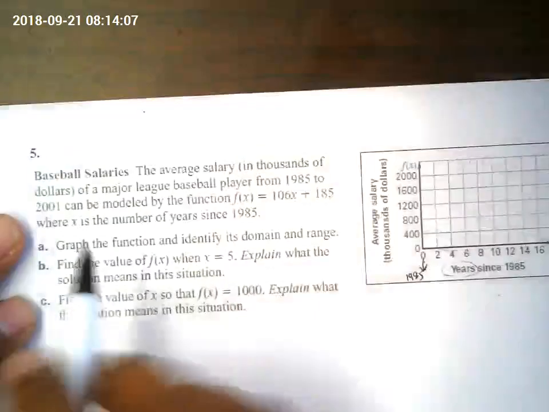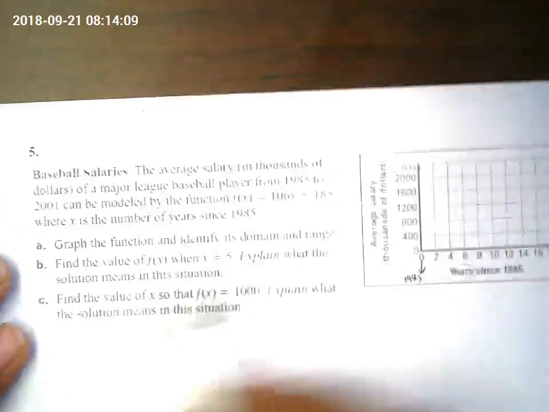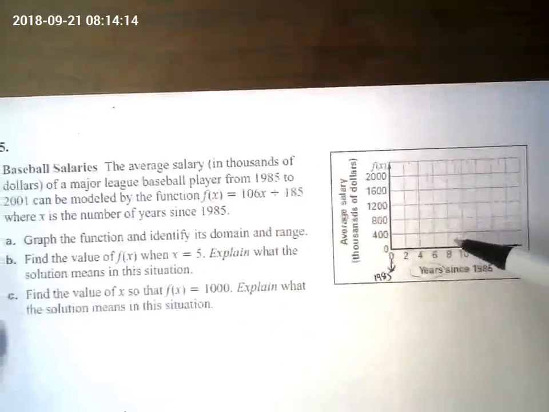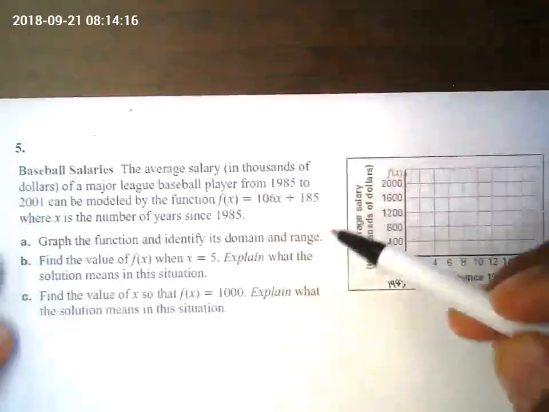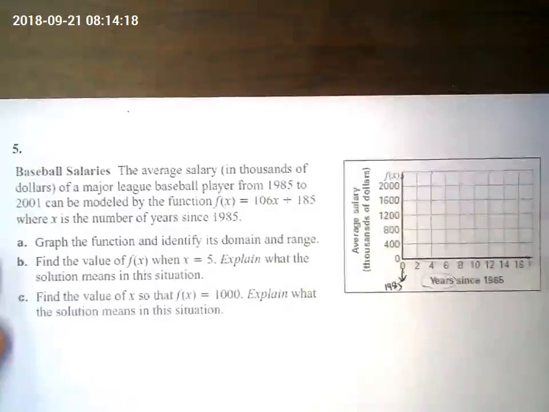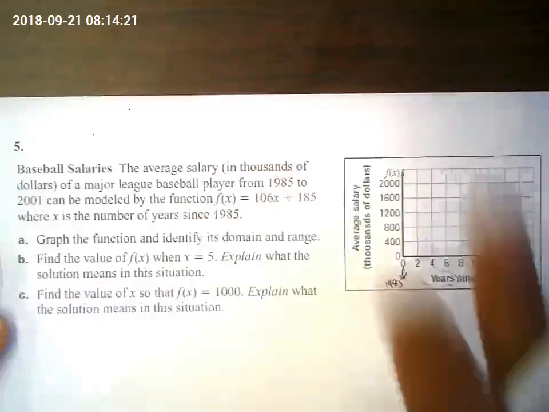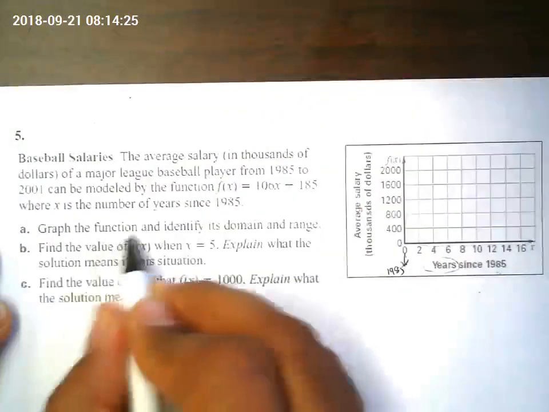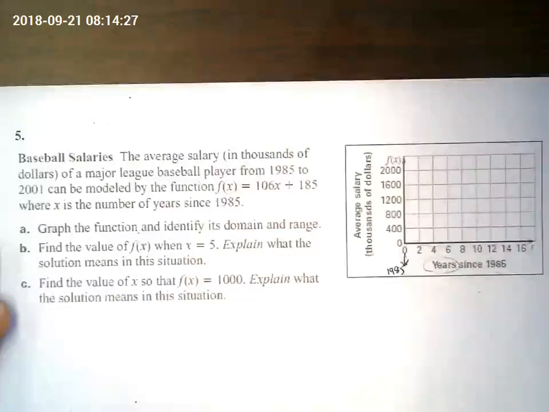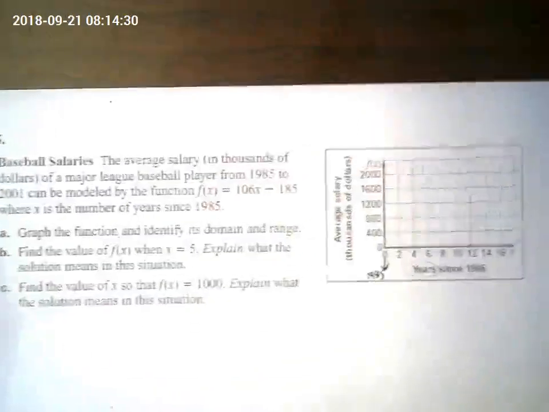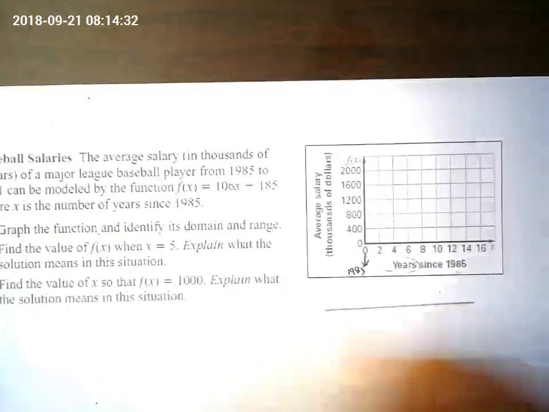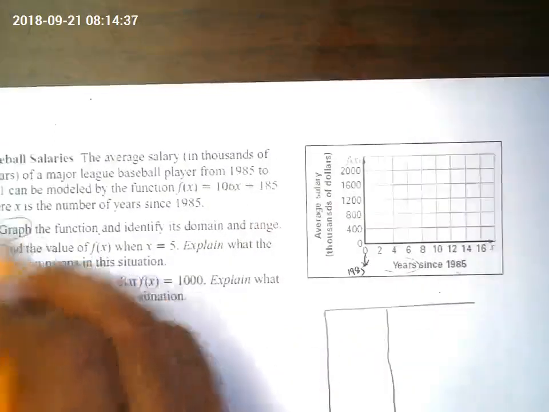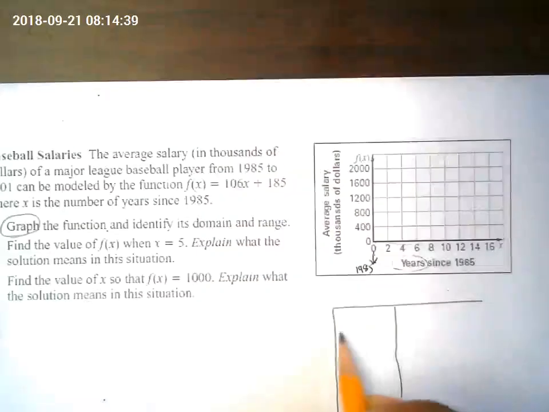Let's do this. So what do you have to do? You have to represent this situation by graphing it. How does the salary of a baseball player increase over time in this problem? Let's see. So A is saying graph the function. Well, to graph the function, we need to know input and output. So I'm going to make a table first. Whenever you set up a graph, remember you need some input and output.